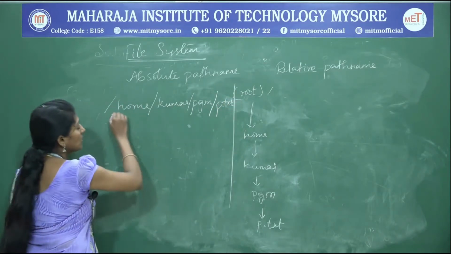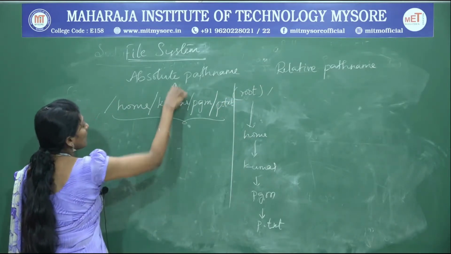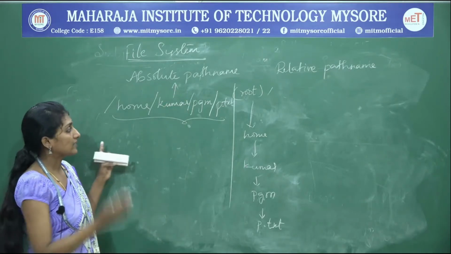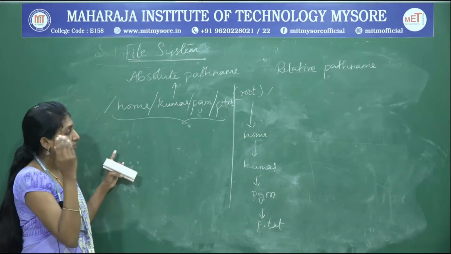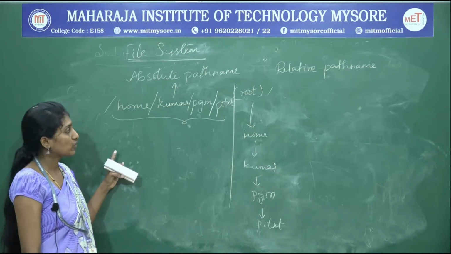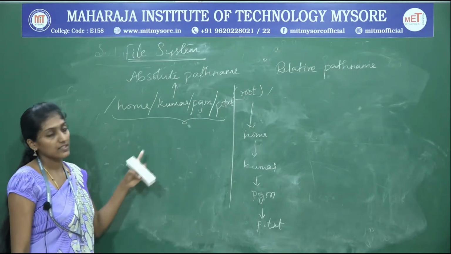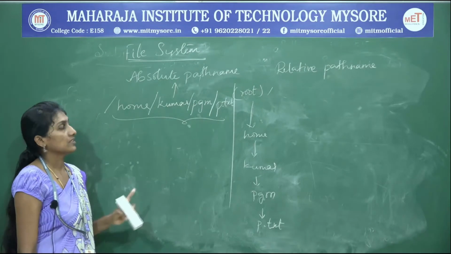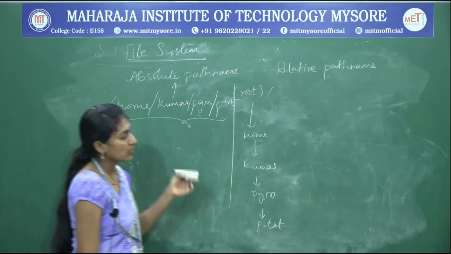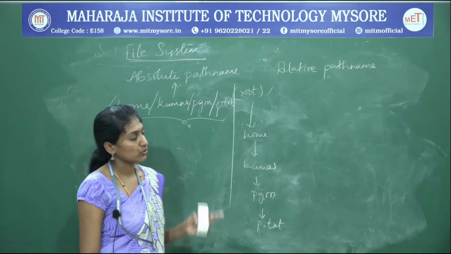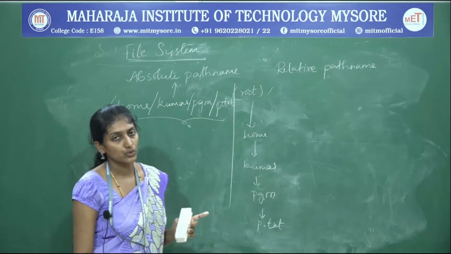So this complete path is known as what? Absolute path name, providing the complete path starting from root to its leaf node, or its child node, is known as an absolute path name. Then what does relative path name refer to?